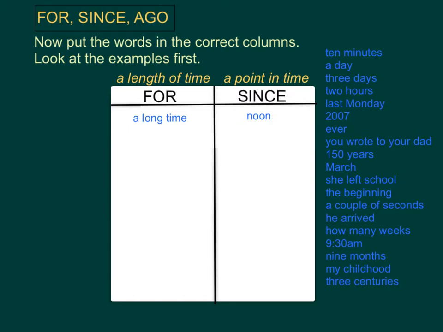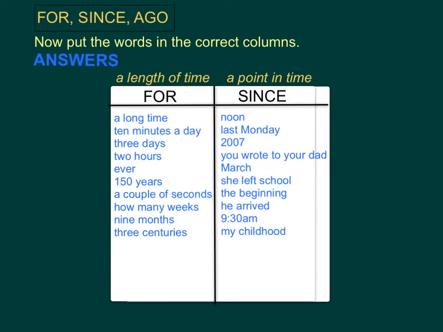Have you finished? Now let's look at the answers. On the left, under the category of for, we see phrases that represent a length of time. For example, a couple of seconds represents a very short length of time. Or 3 centuries, which means 300 years, represents a very long length of time. On the right, under since, we can see phrases that represent a point in time. This can be a month, such as March, or since 2007, which is a year, or an event, such as since the time you left school.